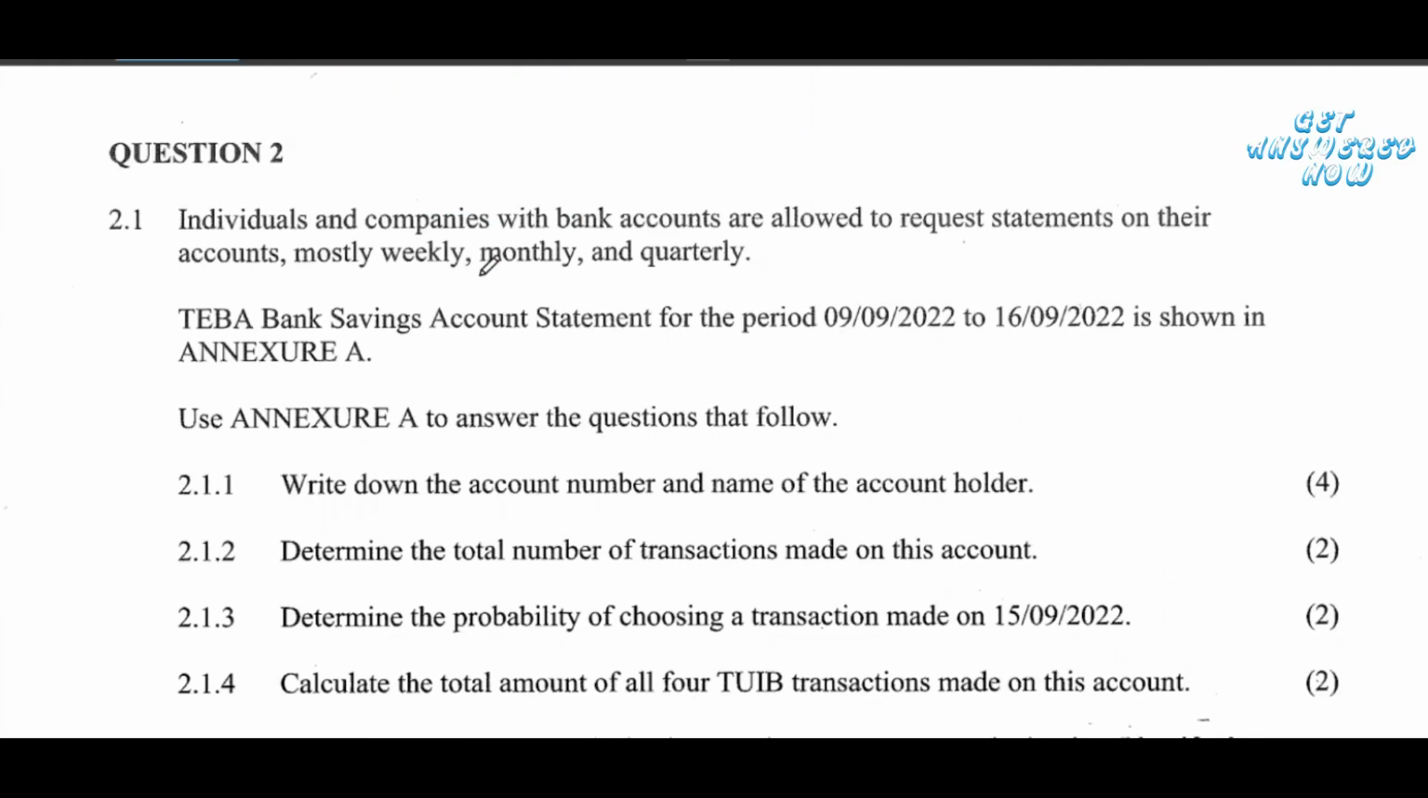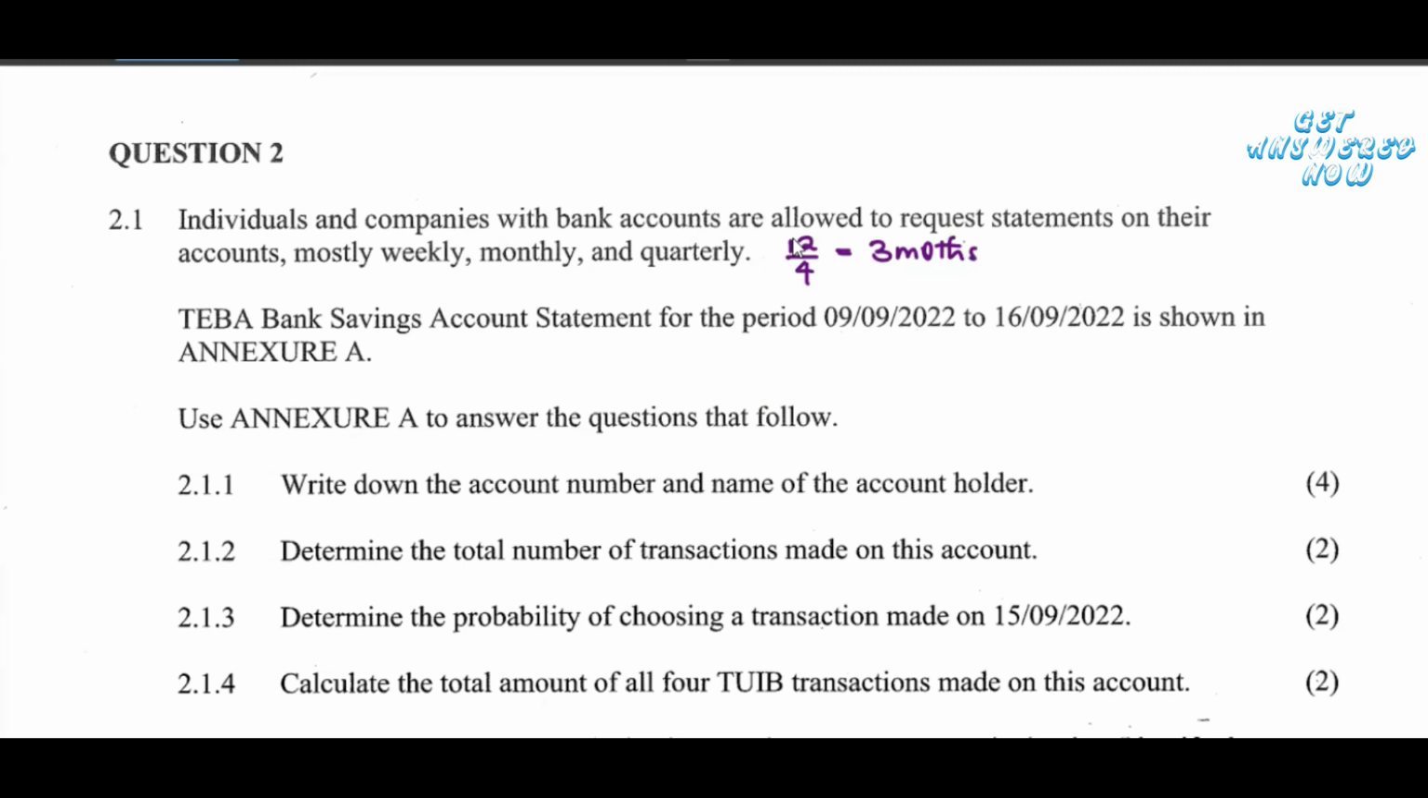2.1. Individuals and companies with bank accounts are allowed to request statements on their accounts, mostly weekly, monthly, or quarterly. Weekly, meaning every week, monthly, every month, quarterly, every 3 months, because quarterly is not 4 months. In other words, 12 divided by 4. So every 3 months, you can get a bank statement when you request it.